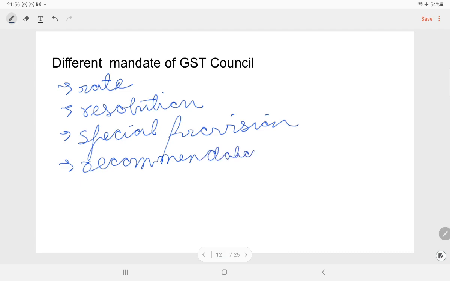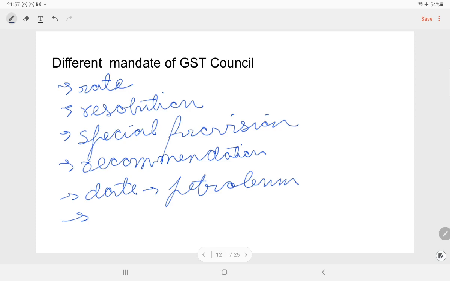It also gives the date on which the new rate should be applied, especially in the case of petroleum crude oil. So when the new petroleum rate should be decided, it is all decided by the GST Council, and one half of the total number of members of the GST Council shall constitute the quorum of its meeting. So until and unless one half is present, the thing should not be finalized. And basically it is there for harmonizing the structure of goods and service tax.